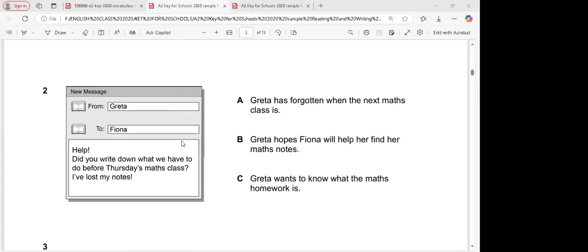Okay, teacher. Second one, from Greta to Fiona. Help, did you write down what we have to do before Thursday's maths class? I have lost my notes. Okay, it's a small kind of email. Greta has forgotten when the next maths class is. Greta hopes Fiona will help her find her maths notes. Greta wants to know what the maths homework is. Okay, what is the correct answer according to the message given?